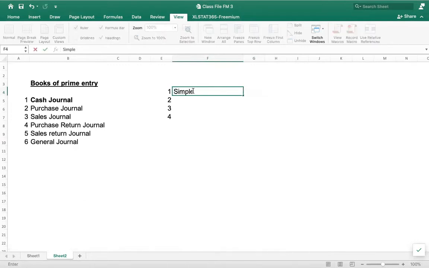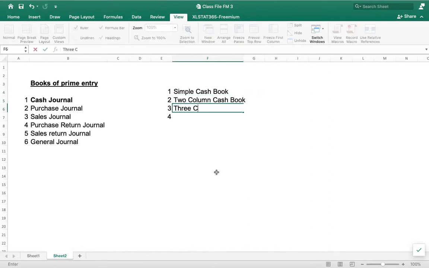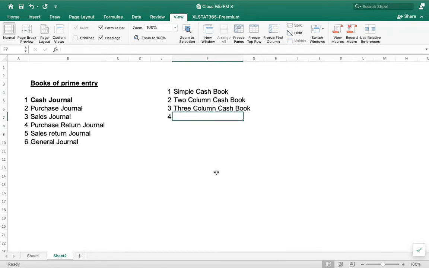So first one is a simple cash book. Second one is two column cash book. Third one is 3 column cash book. And which is the fourth one? 4 column? No, it is petty cash book, right? You thought it will go in order, right? So the fourth one is petty cash book.